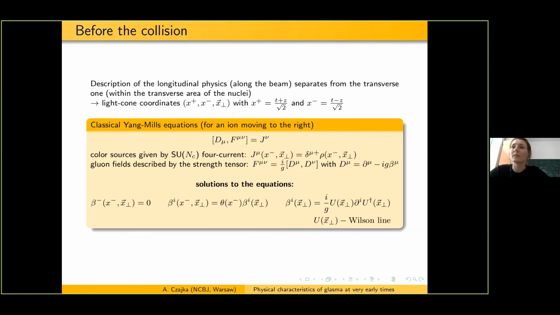And so the solution is this beta. One of the components is zero, taking into account also gauge conditions, and the other, beta i, is given by a Wilson line, which includes the information about the color source.